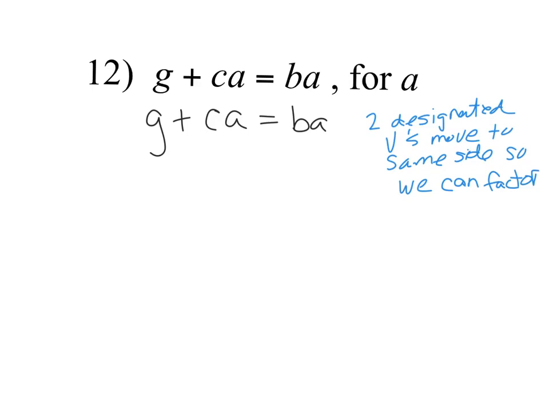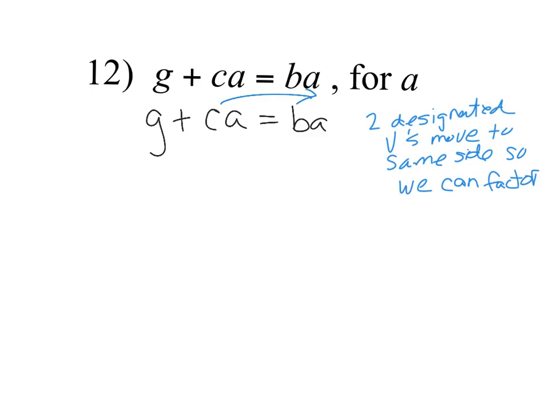I personally would move the CA over to this side of the equal sign, because if you move the BA, then you're going to have nothing over here and you'll have to go back and move that G over to the other side. It's just a lot of extra moving. So even though there's nothing wrong with it, it's just not the shortest way to do it. So I'm going to move in that direction.